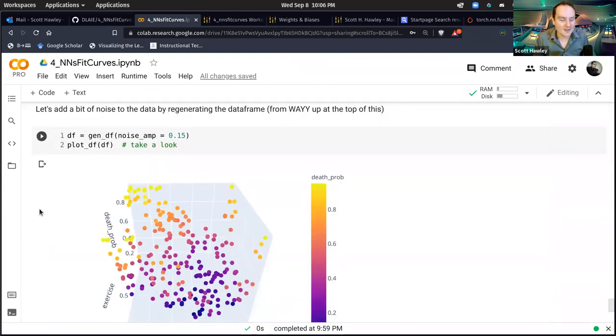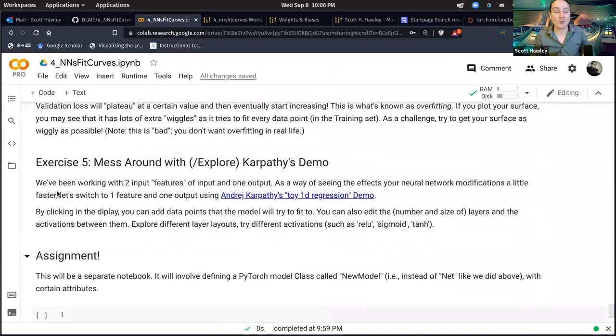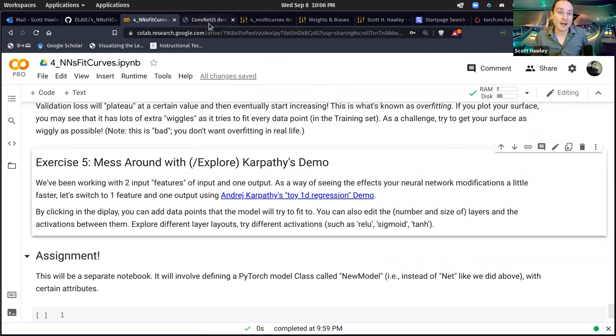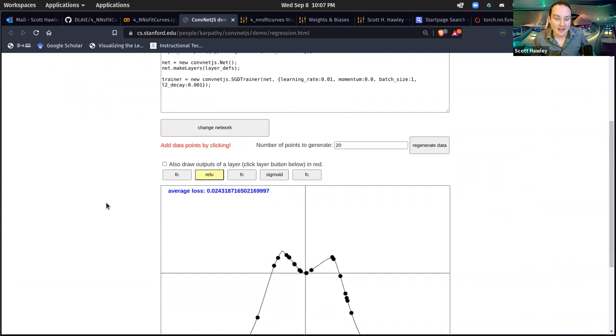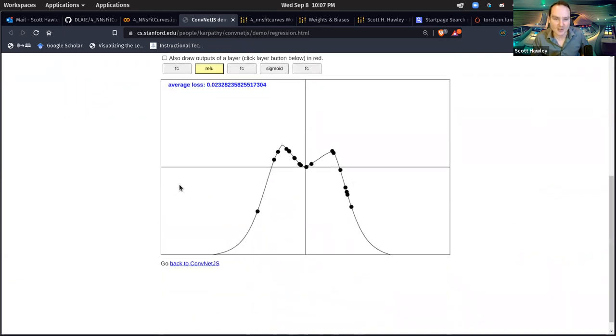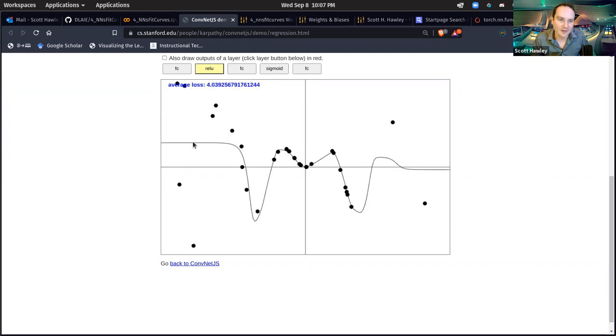All right, now something else I want you to do as a way to experiment really fast: some of you got a chance to check out Andrej Karpathy's ConvNetJS. It's not PyTorch, it all runs in the browser, but he's got some layers of a neural network, a couple layers with the ReLU and the sigmoid activation. And then he's got these data points, and you can just click and add data points and watch how it fits. You can try to make it really hard for the model and give it really crazy data that goes up and down super fast, and you'll notice it doesn't do super great.